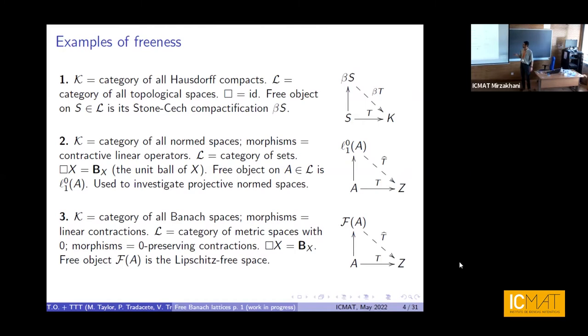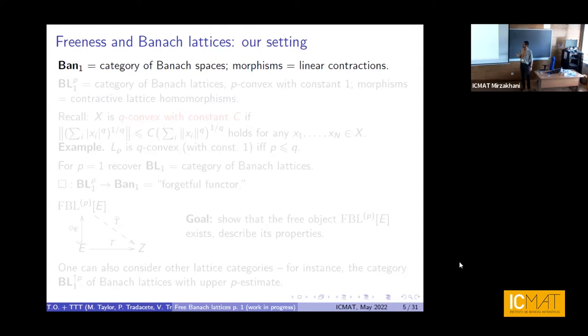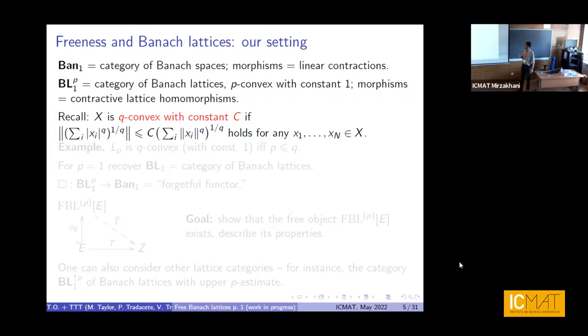So what will be the categories we'll be working with? One category is Ban1, the category of Banach spaces, and the morphisms are linear contractions. And then we will have another category which I'll call BL1P. This is a category of Banach lattices which are p-convex with constant one, and morphisms are contractive lattice homomorphisms. So what do those words mean?